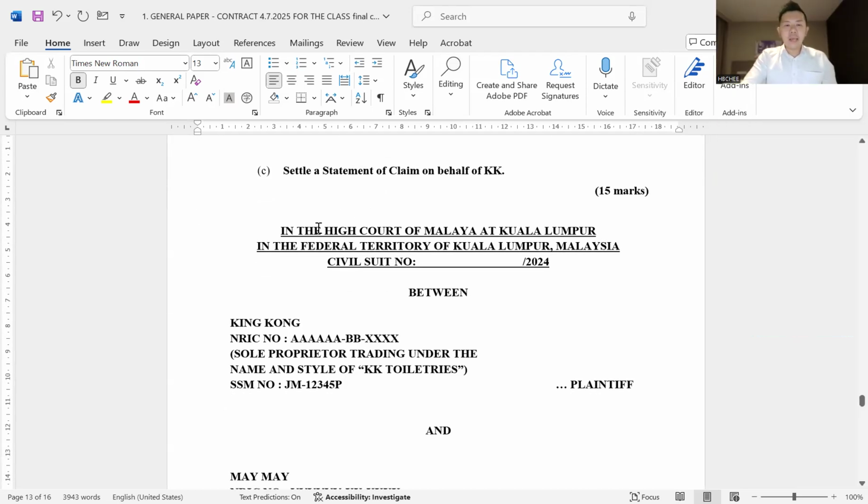Don't just write in the High Court of Malaya at Kuala Lumpur, you know, it's wrong. You must go to the rules of court. You flip through the back, there are forms, you know. Form 1. Look carefully at the format. So it's like this: in the Federal Territory of Kuala Lumpur, comma, Malaysia.